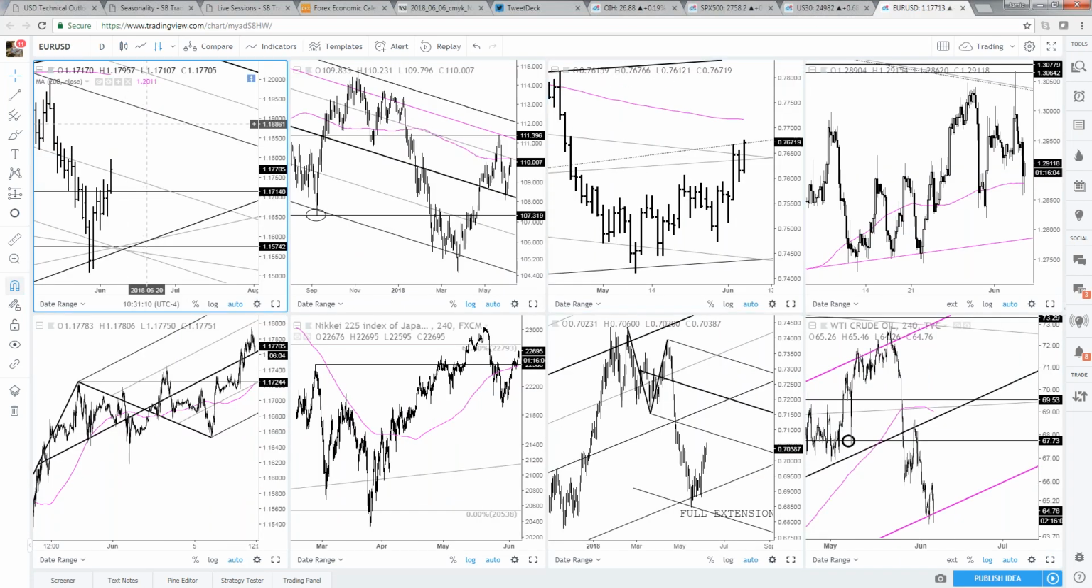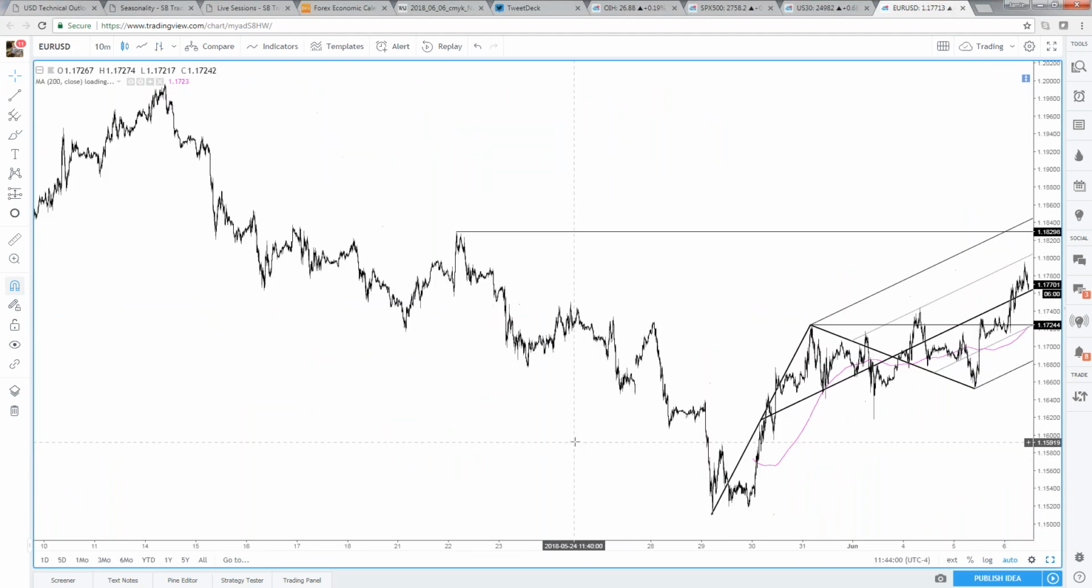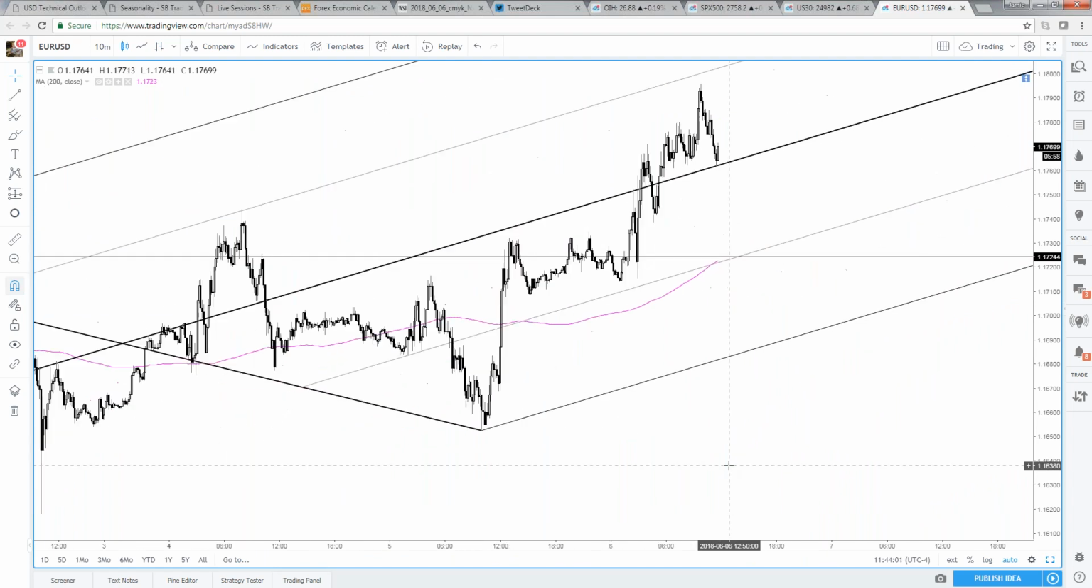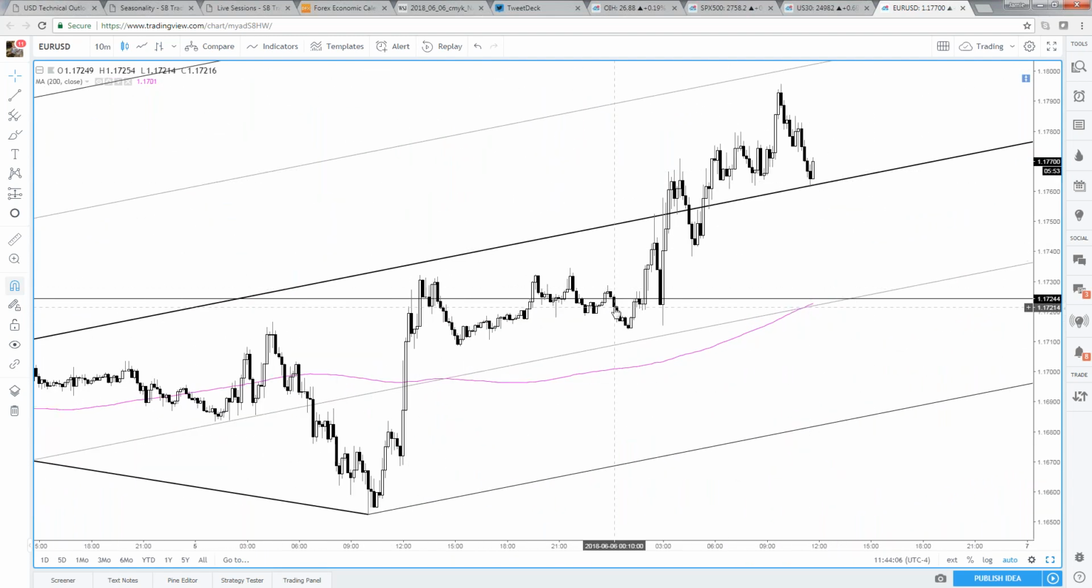Okay, what about, here's our short term. This is a 10-minute Euro chart, by the way. Euro just got into support. Looky there. I want to see us higher now.